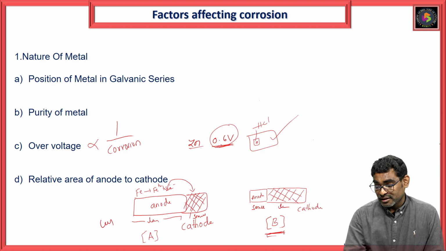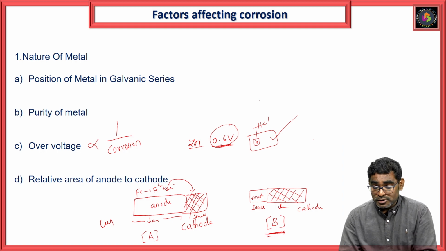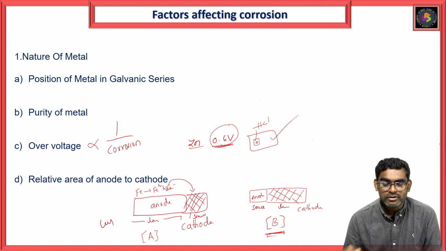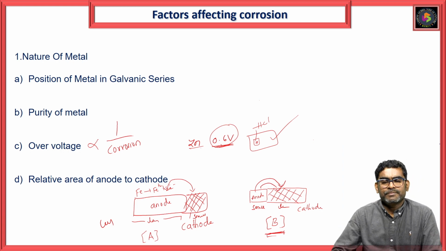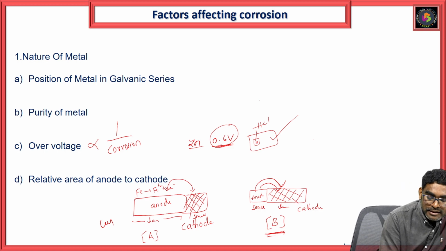But here, the cathodes are big, means the electron absorbing mechanism is big, but anodes are small. So this absorbing mechanism is going to have an intensified impact on the anode. So more electrons it will take, so the anodic metal undergoes more corrosion. Okay, so that is called relative area of anode to cathode. For better understanding, you need to write it like this: relative area of anode to cathode means anode to cathode ratio.